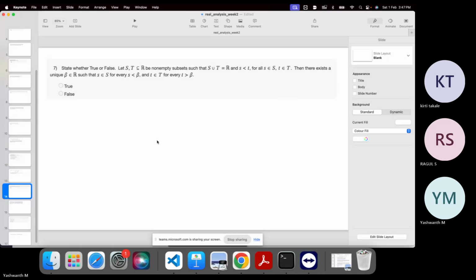True. I don't think so. It's true, but do you think the cut element can belong to the set S or T? It has to belong to either S or T, right? But if it belongs to either S or T, you cannot satisfy this condition.